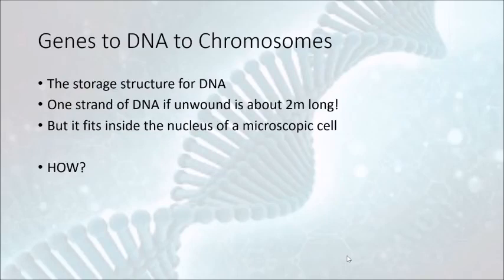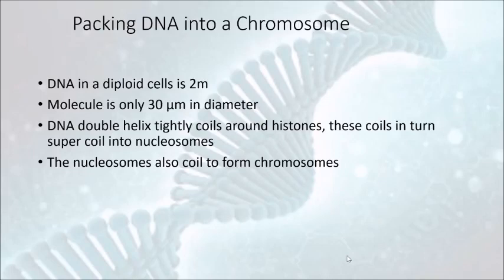So, genes to DNA to chromosomes. We know about genes and DNA. We looked at that in the previous video. But what we also need to understand is that DNA, which is a big molecule, needs to be stored inside tiny cells, and not only just tiny cells, but within their nucleus. So one strand of DNA, if you unwound it, is about 2 meters long, but it needs to be packaged so that it fits inside the nucleus. So how does that happen?